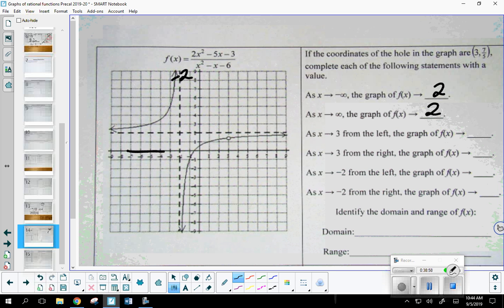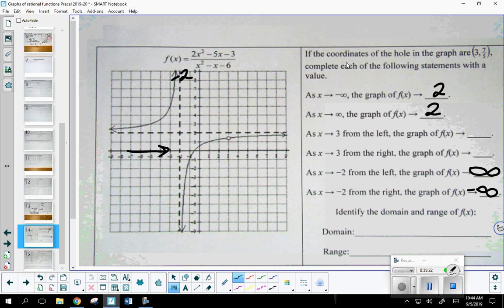Okay. If I approach it from the left, what's the graph doing? It's curving up. So what should I put here? Positive infinity. Okay. What's it doing on the right side? Is it curving up or curving down? It's deciding to curve down, so that's going to be negative infinity.